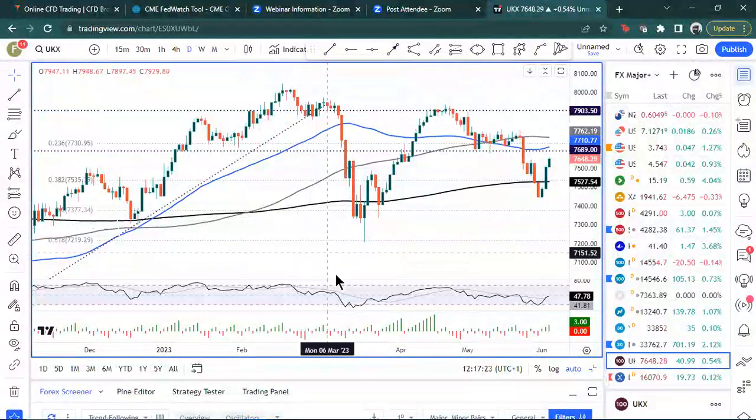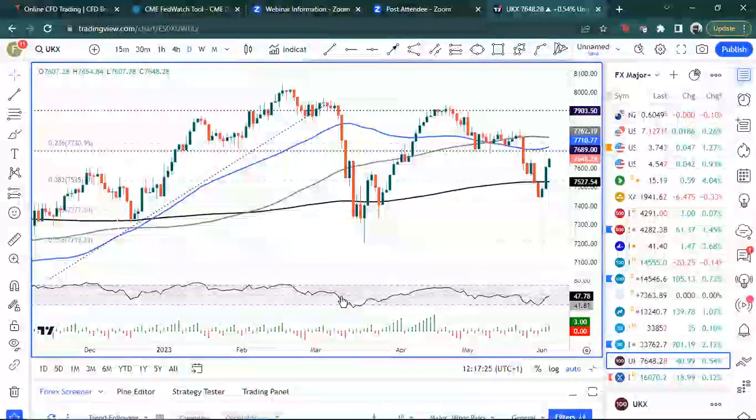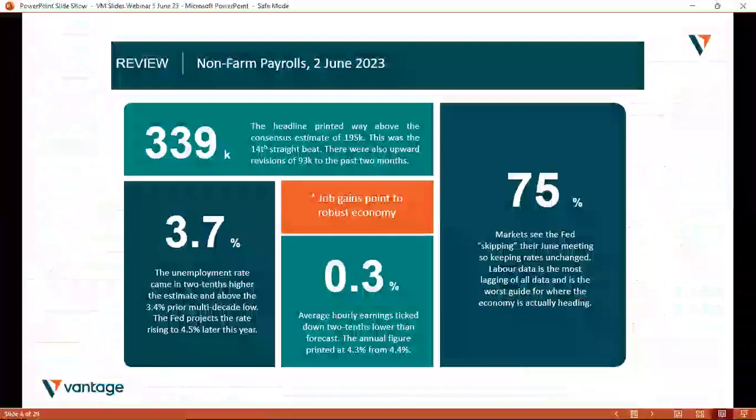Okay, let's just quickly recap last week's main event: non-farm payrolls. I've got a graphic here. Hopefully these prove useful to you. So, all the main numbers from this big monthly employment report, of course, out of the US.